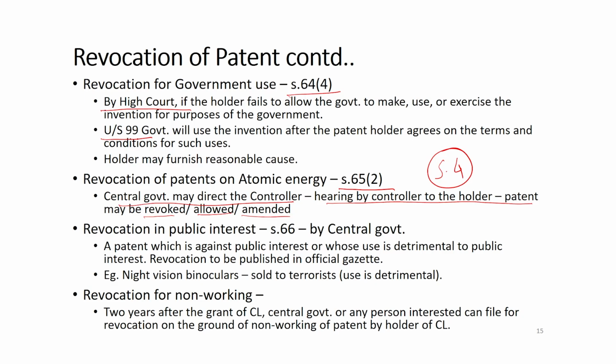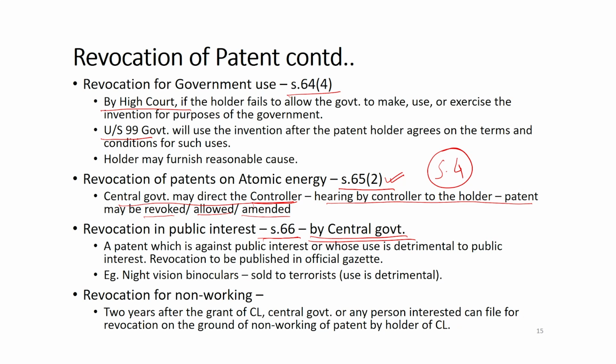So if a patent has been granted in violation of section 4, in ignorance of section 4, then under 65(2) such patents can be revoked. There is also a possibility of revocation of patent in public interest, as you see here, by the central government. In 65(2), the central government is directing the controller, whereas in 66, the central government itself is revoking the patent. A patent which is against public interest or whose use is detrimental to public interest will be revoked by the central government. Such revocation will be published by the central government in the official gazette.